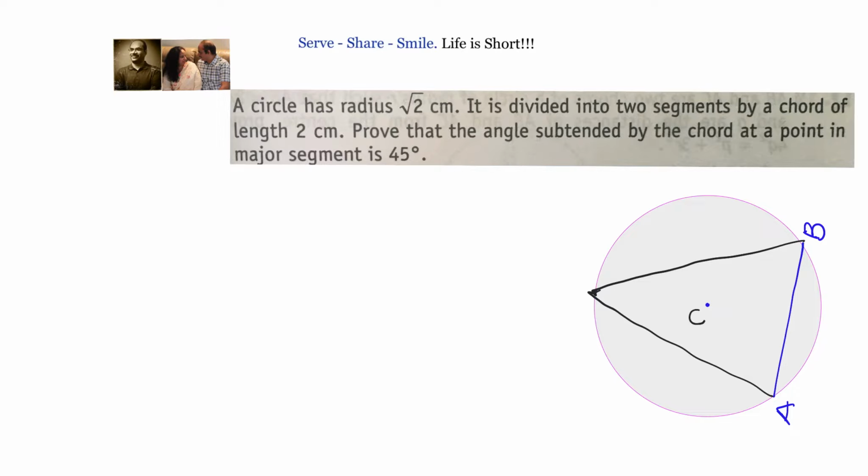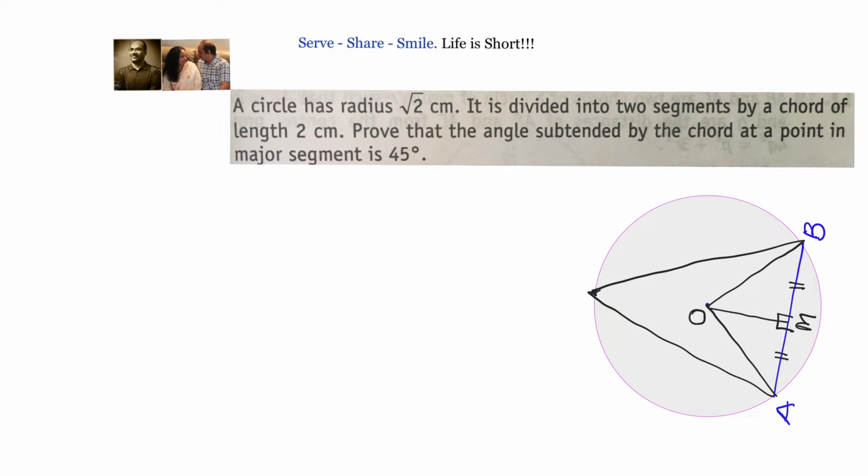Now let us say O is our center of the circle. Then we will join O to B and O to A. Let's drop a perpendicular from O onto AB. We know that by the theorem that the perpendicular drawn from the center to the chord will bisect the chord. And let us say this is M.